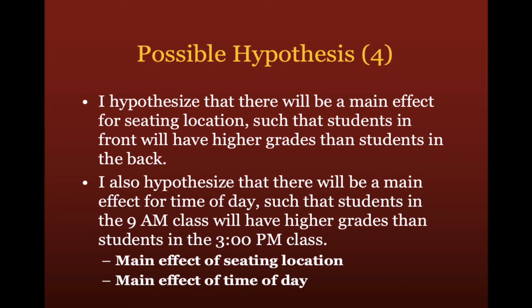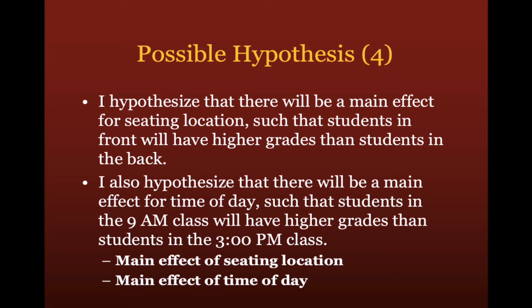All right, so now we're going to have two hypotheses. And we need to graph it so it represents both of them. So I hypothesize that there will be a main effect for seating location, such that students in the front will have higher grades than students in the back. I also hypothesize that there will be a main effect for time of day, such that students in the 9 a.m. class will have higher grades than students in the 3 p.m. class. So what we're arguing here is that there are two main effects but no interaction.